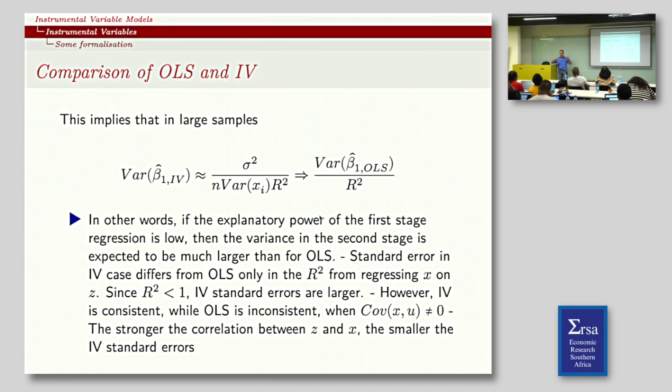Okay, that's the ideal, but of course, they're not the same thing, because I'm using z to instrument for x because I think x is correlated, and so the correlation between those is somehow less than 1, and we end up with a bigger spread in the estimates.